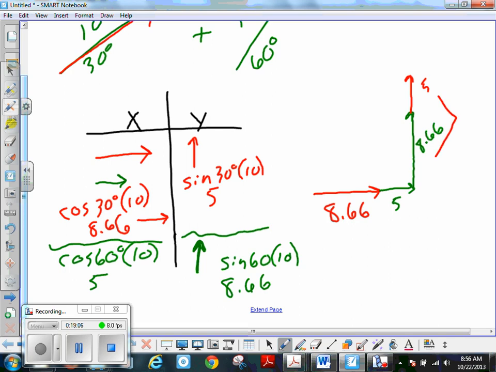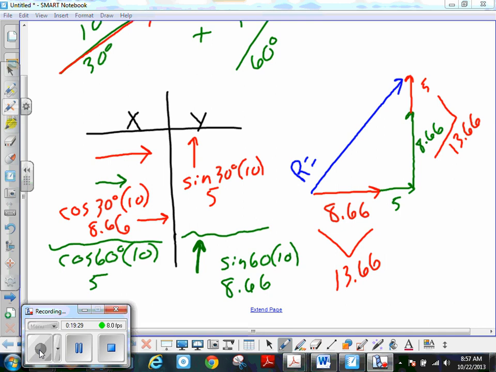So now we have these two sides here is 13.66, both of them. 13.66 squared plus 13.66 squared, take the square root of that, and you get the actual resultant. Okay? So that number is 19.32. And then we have to put an angle.